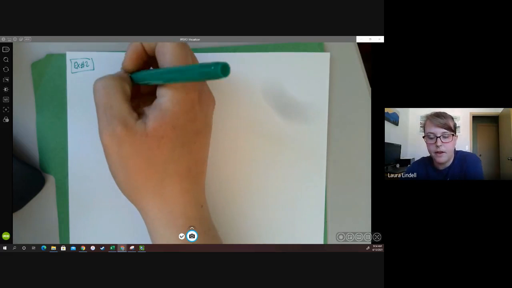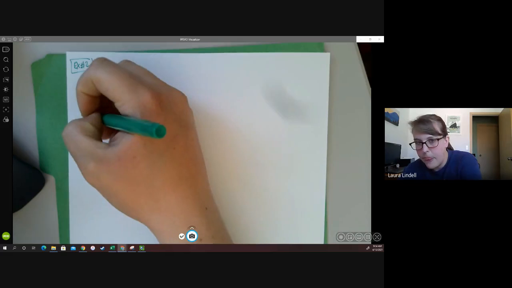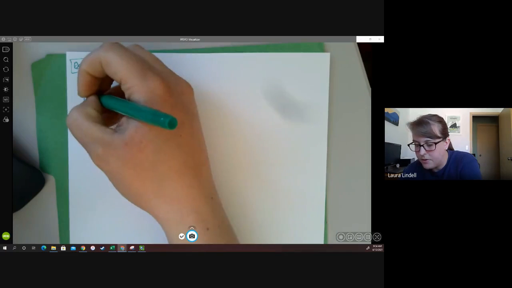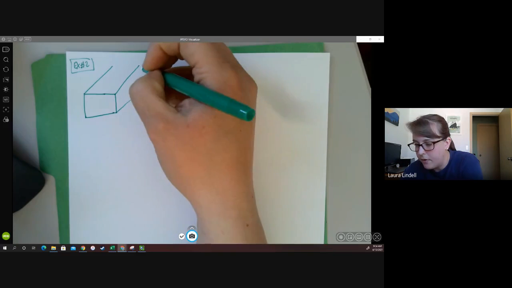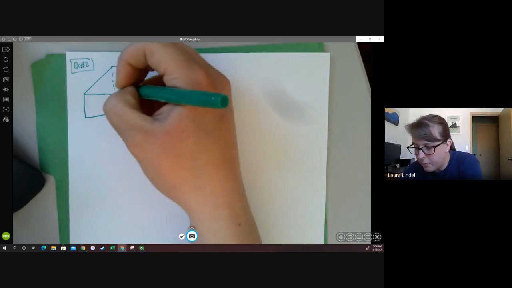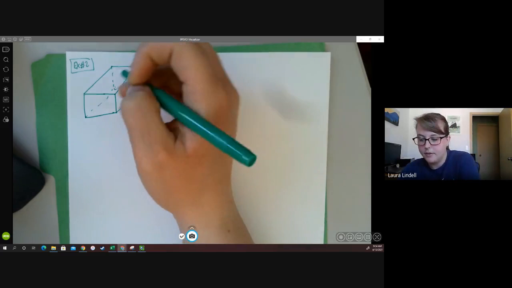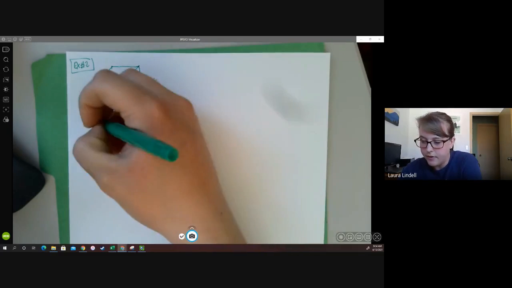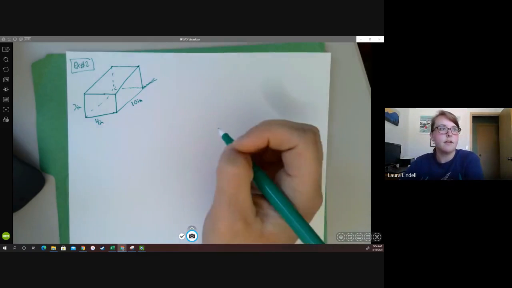Okay, so this time we're going to do a rectangular prism. And pretend that that looks like a rectangle. Oh goodness, all right. Well, rectangular prisms, we're struggling here. All right, so we are told that this side length is 10 inches, this side length is 4 inches, and this side length is 3 inches.